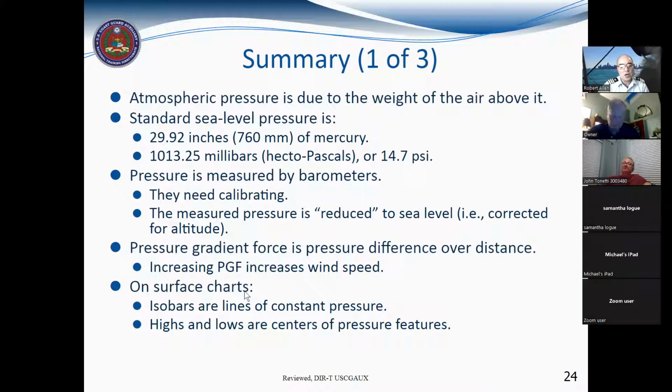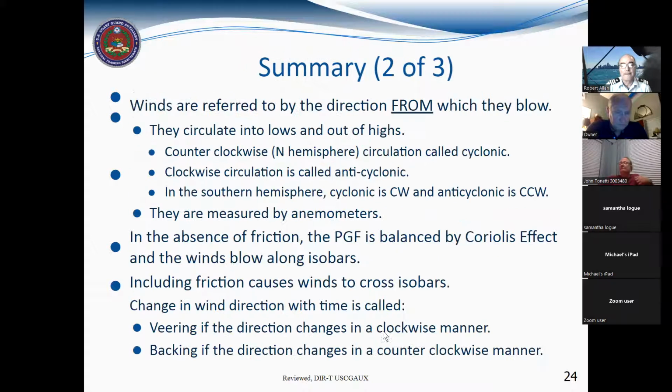On your surface charts, when you have isobars that are close together, that's going to indicate strong winds. Isobars are lines of constant pressure. On surface charts, highs and lows are centers of those surface pressure features. Winds are always referred to by the direction from which they blow. So the winds at the surface will circulate into lows and out of highs.